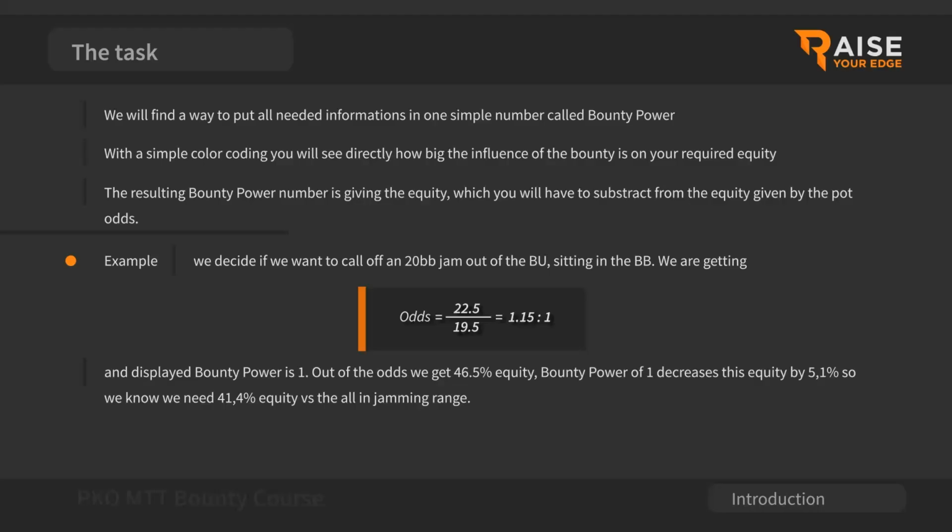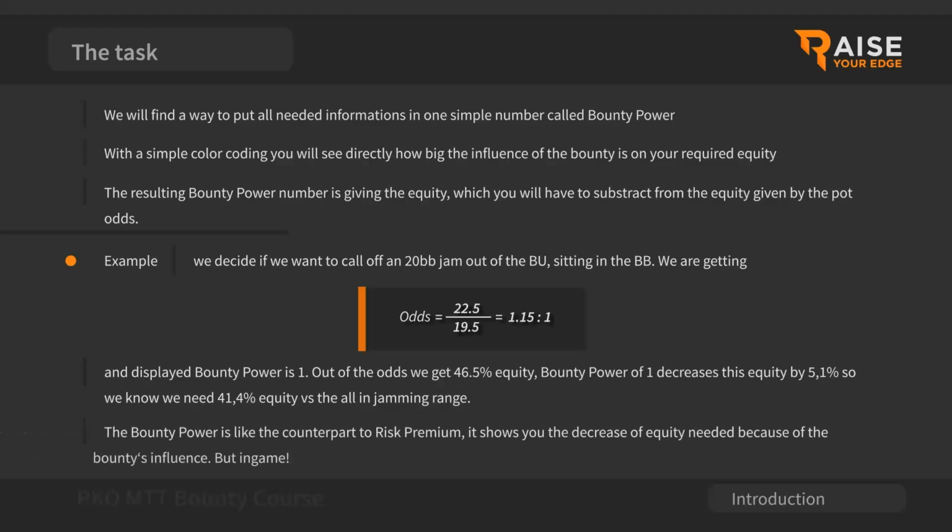the all-in jamming range. So the bounty power is like the counterpart to the risk premium. The risk premium, if you remember, is the equity increase caused by the ICM influence. So you have to put additional equity on top of the equity which you are getting from pot odds, caused by ICM. And the bounty power is like the counterpart. It shows you the decrease of equity needed because of the bounty's influence, so the bounty's value.